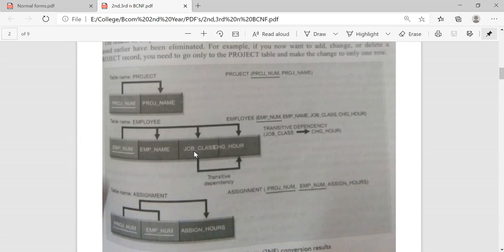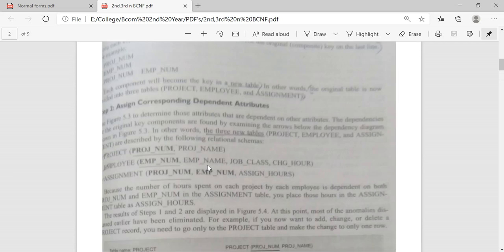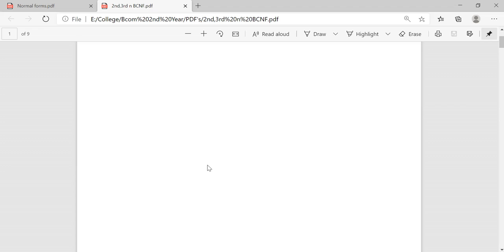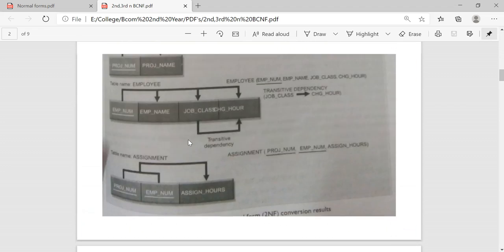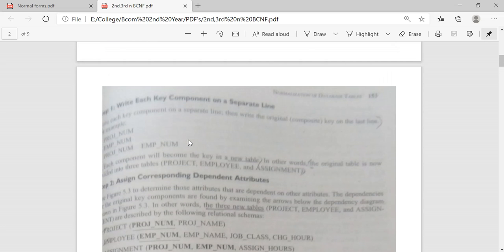But still you have a transitive dependency existing here. When you remove this transitive dependency, automatically your table will be moving from second normal form to third normal form. So in this step we are just converting our table from first normal form to second normal form, right? So this is how you will convert a table from first normal form into second.